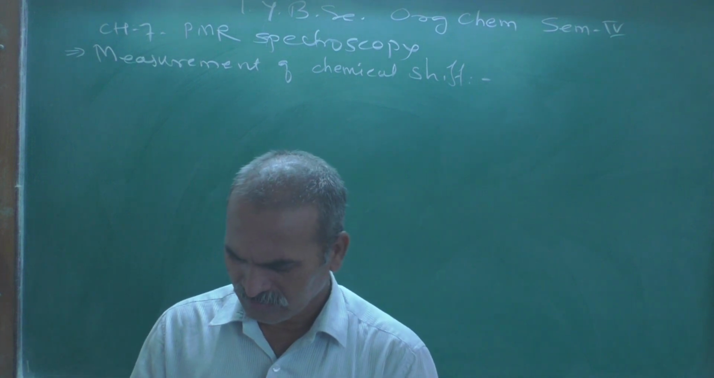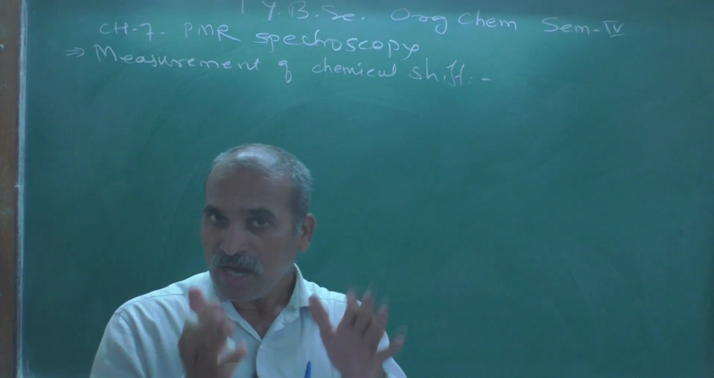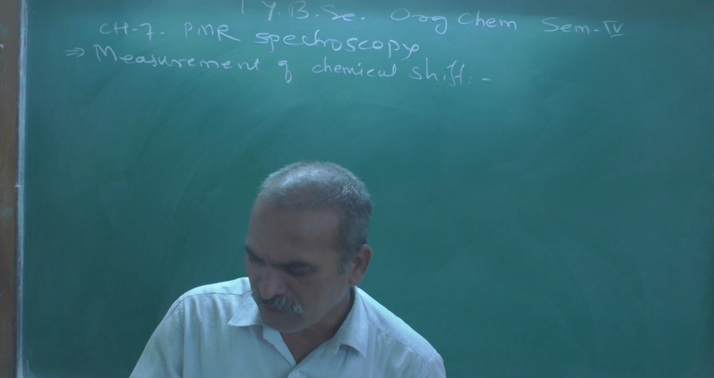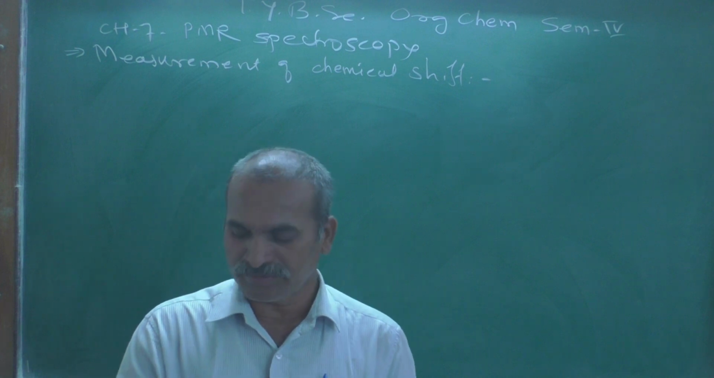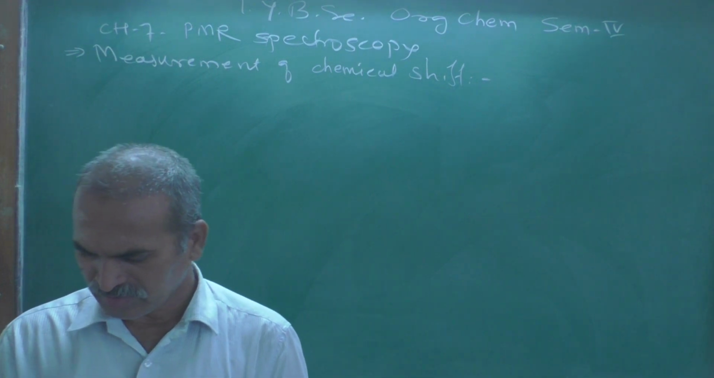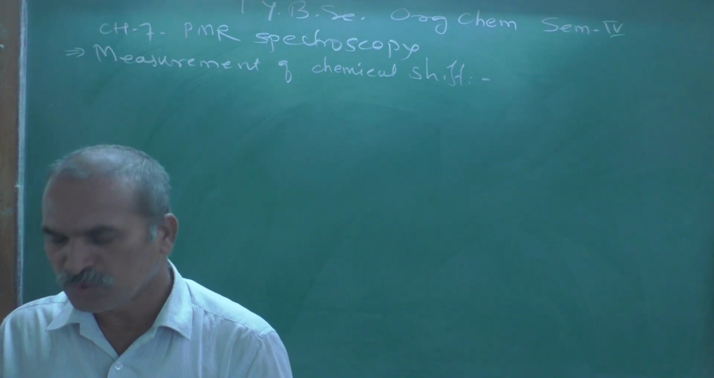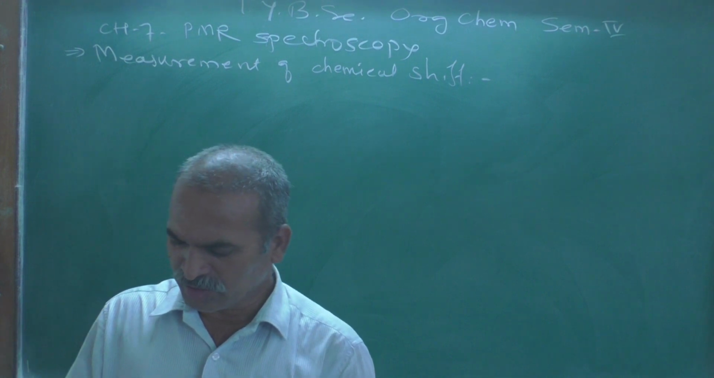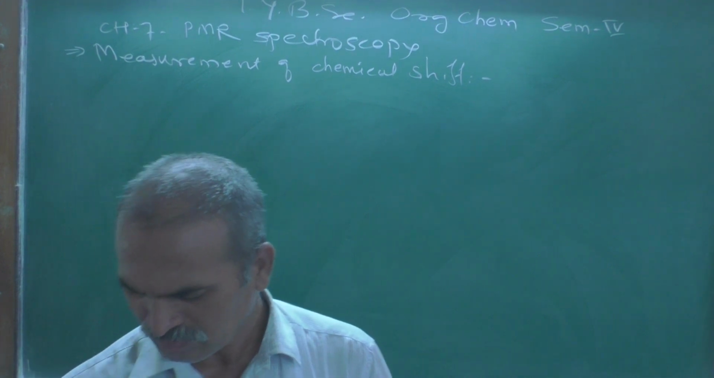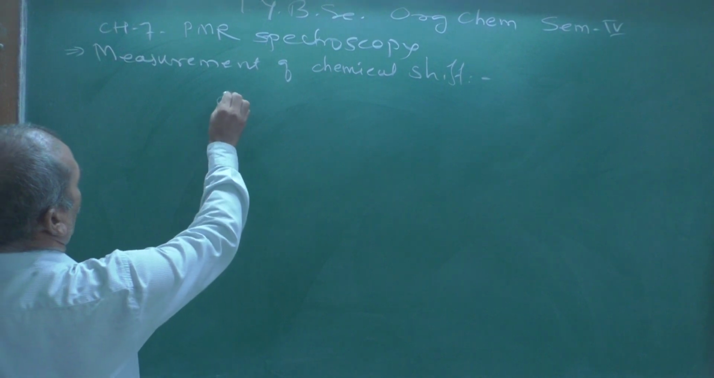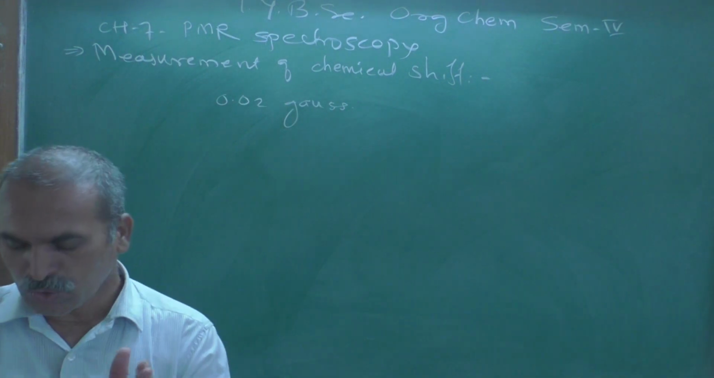Even though protons in different chemical environments absorb at different magnetic fields, it is found that the difference in the magnetic field is often too small, and it could be as small as 0.02 Gauss.